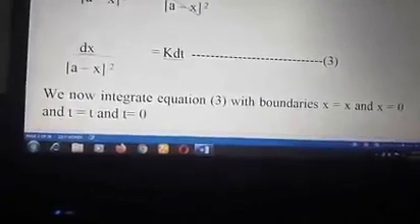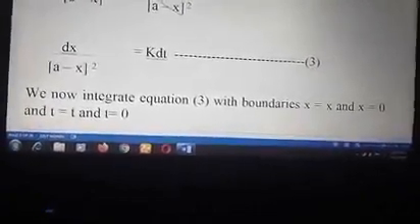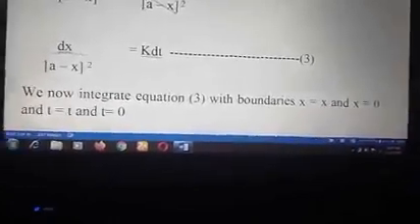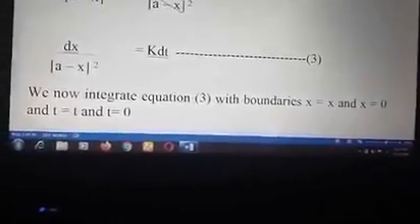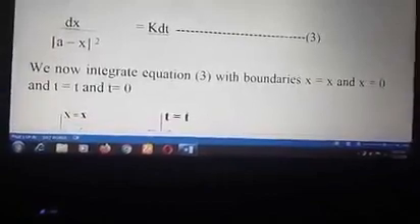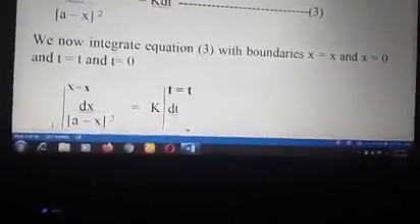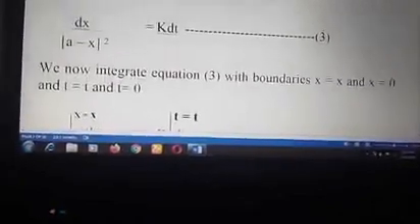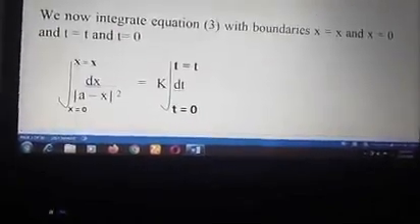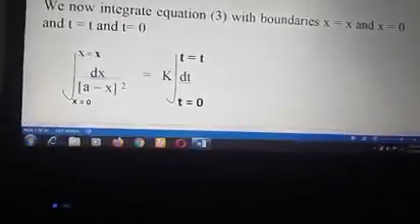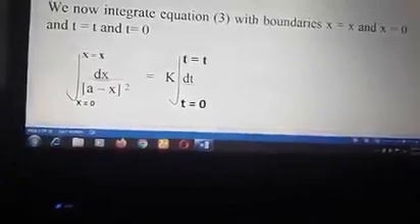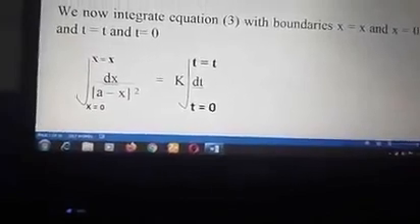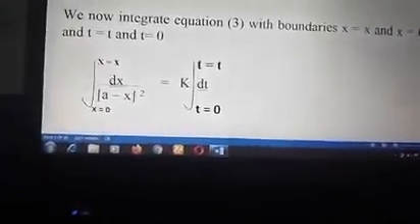We now integrate equation 3 with respect to s with boundaries s equal to s and s equal to 0, and t equal to t and t also equal to 0. When we integrate equation 3, we now have this. We will bring in the integration sign to this equation 3. So when we bring the integration sign and the boundaries, we have the integration signs there, as you can see, on both sides of the equation, the right hand side and left hand side.